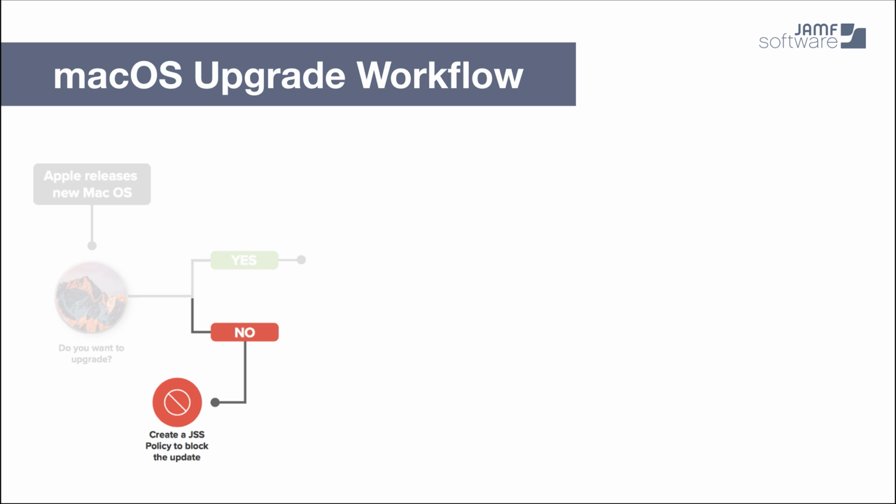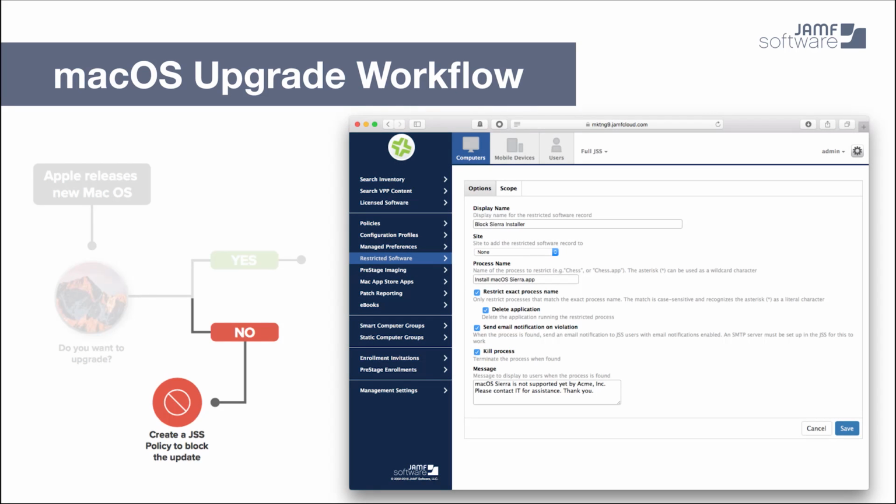So you do this right inside of the JSS here. And this is what it looks like. I specifically make a new restricted software record, and I tell it what to block. In this case, I'm blocking the Sierra installer. So that process name is install macOS Sierra.app. I can then even choose to delete that application so it doesn't take up hard drive space. I'll have it email me, and I'll send a little message to the user basically saying, Sierra is not supported yet, contact IT for any assistance.